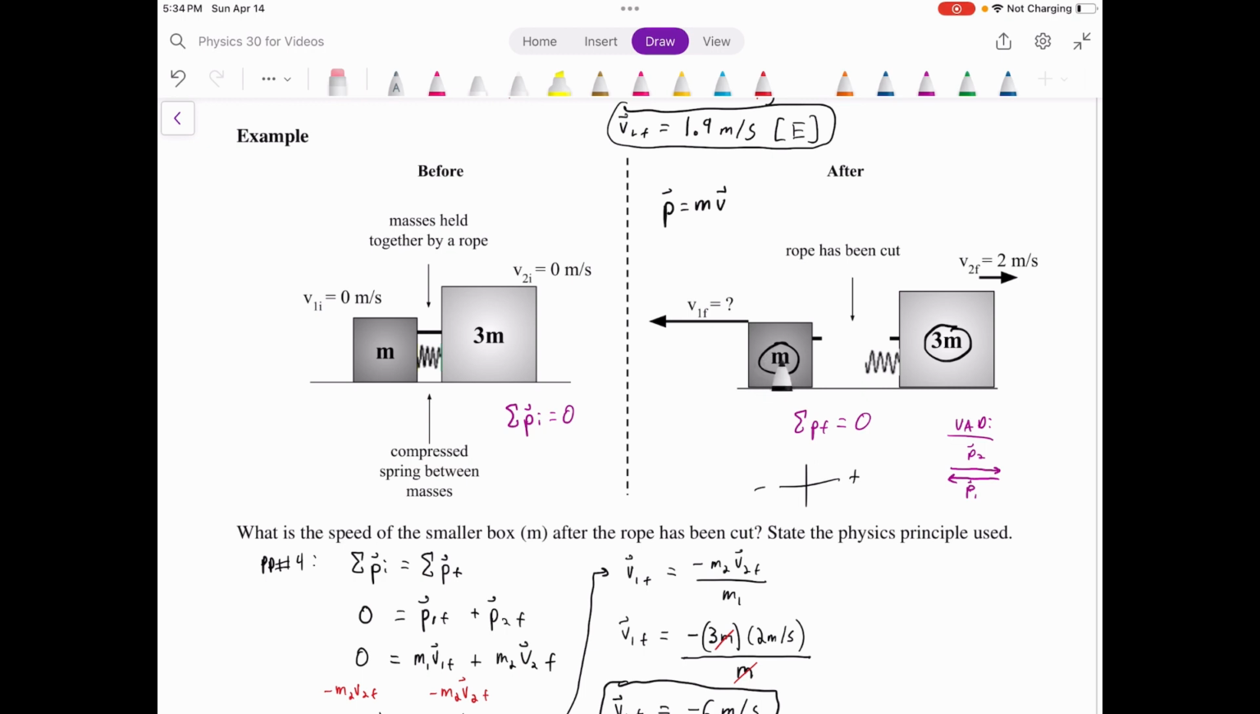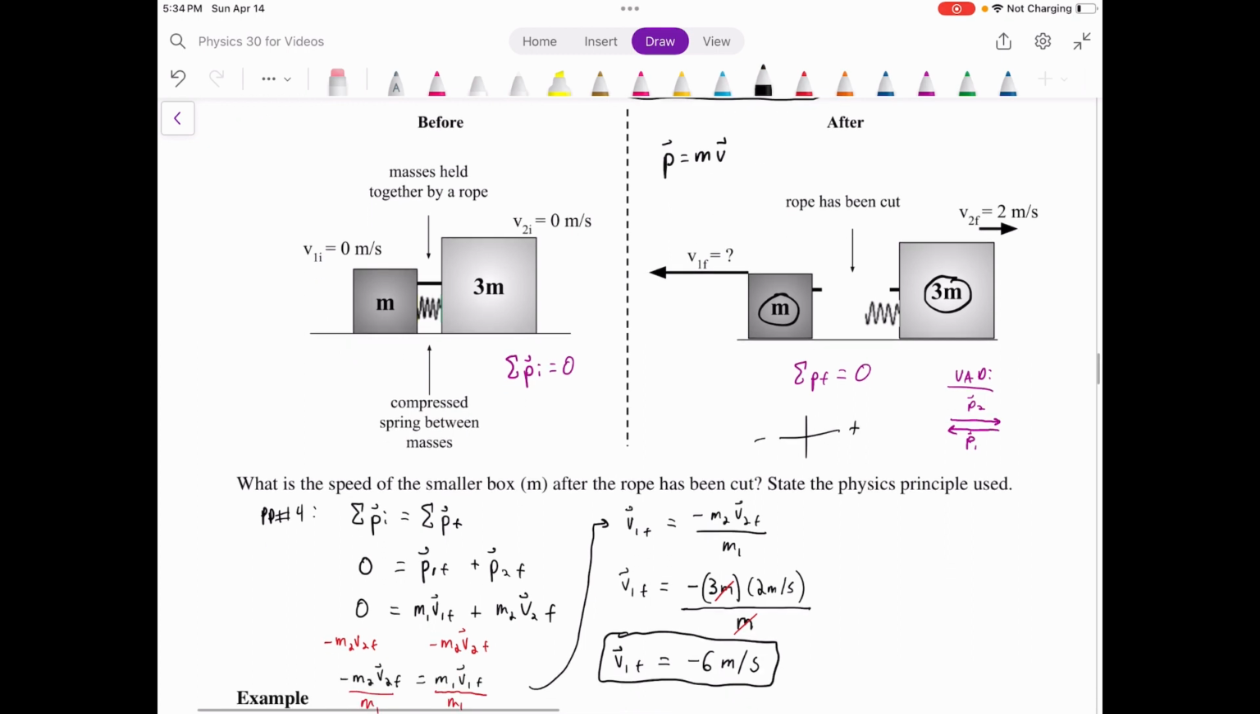So another way to say that: if this has 1/3 the mass of this one, to make up for that, it must have 3 times the velocity, but in the opposite direction. Sure enough, this was moving at 2 meters per second to the right, so this one had to move at negative 6 meters per second, 3 times faster than this one to make up for the fact that it only had 1/3 the mass, so that they have equal but opposite momenta, cancel each other out, and give us what we know the total final momentum had to be, 0, because that was our initial total momentum.